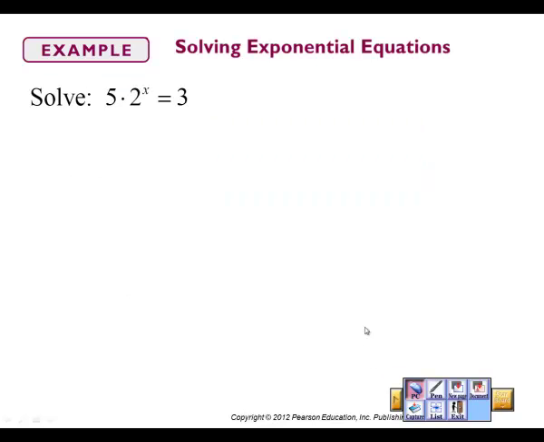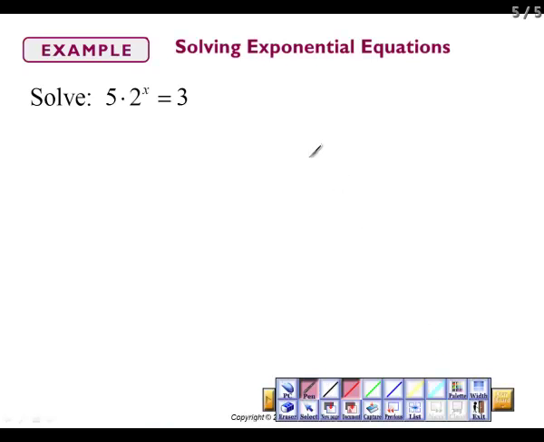Alright. Here we're going to solve the next equation. But before we can do anything with this exponent, we have to get this base by itself. So we're going to divide by 5 on both sides. And so we get 2 to the x power equals 3 over 5. And now at this point, we can apply either log or natural log to both sides. So we'll go ahead and apply log this time. Our calculator is base 10, so we use log base 10.